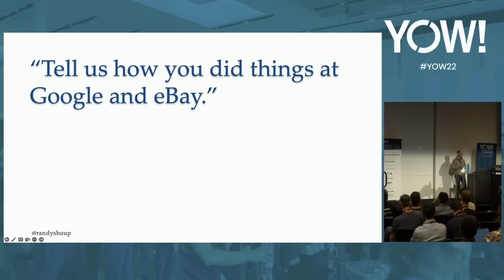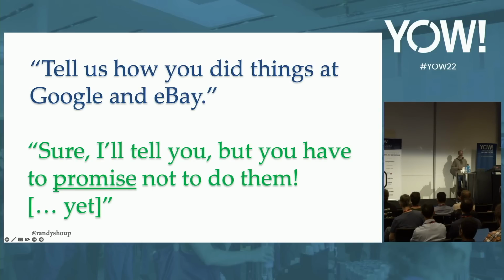I advise a bunch of startups, and so a lot of times I'll have conversations that go like this. They'll say, tell us how you did things at Google and eBay, and I will say, sure, I'll be happy to tell you what we did, but you have to promise not to do them yet. The reason, obviously, is that the stuff that's appropriate for a 5-person company is not the same thing that's appropriate for a 50,000-person company, and vice versa.